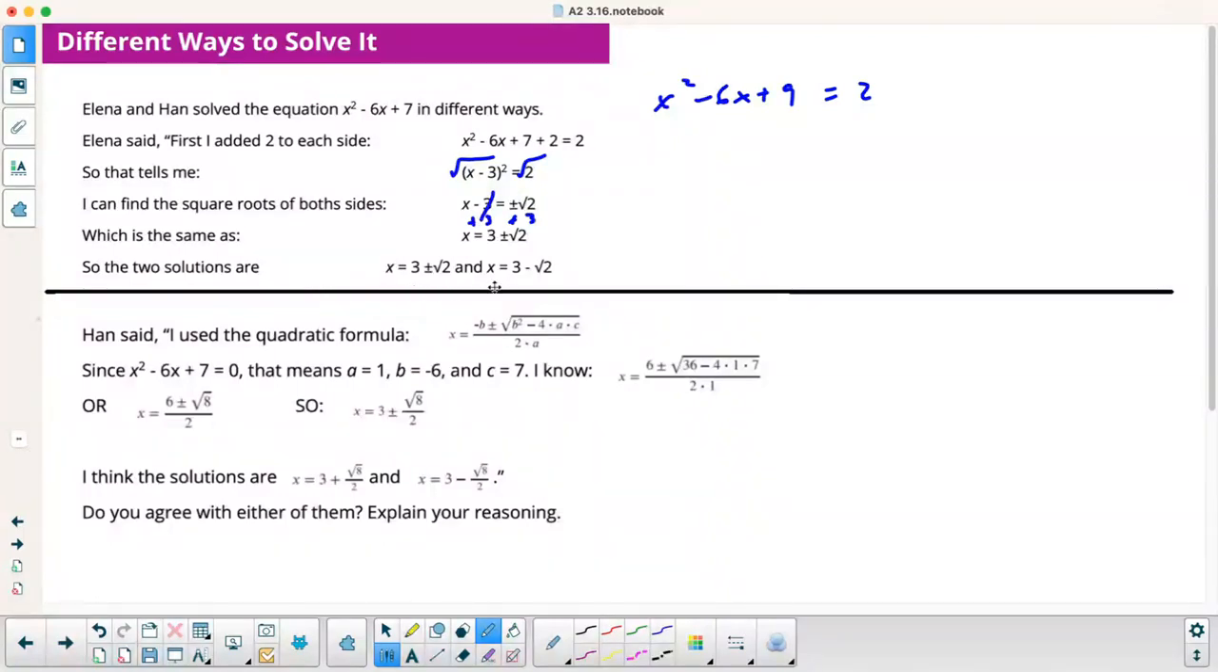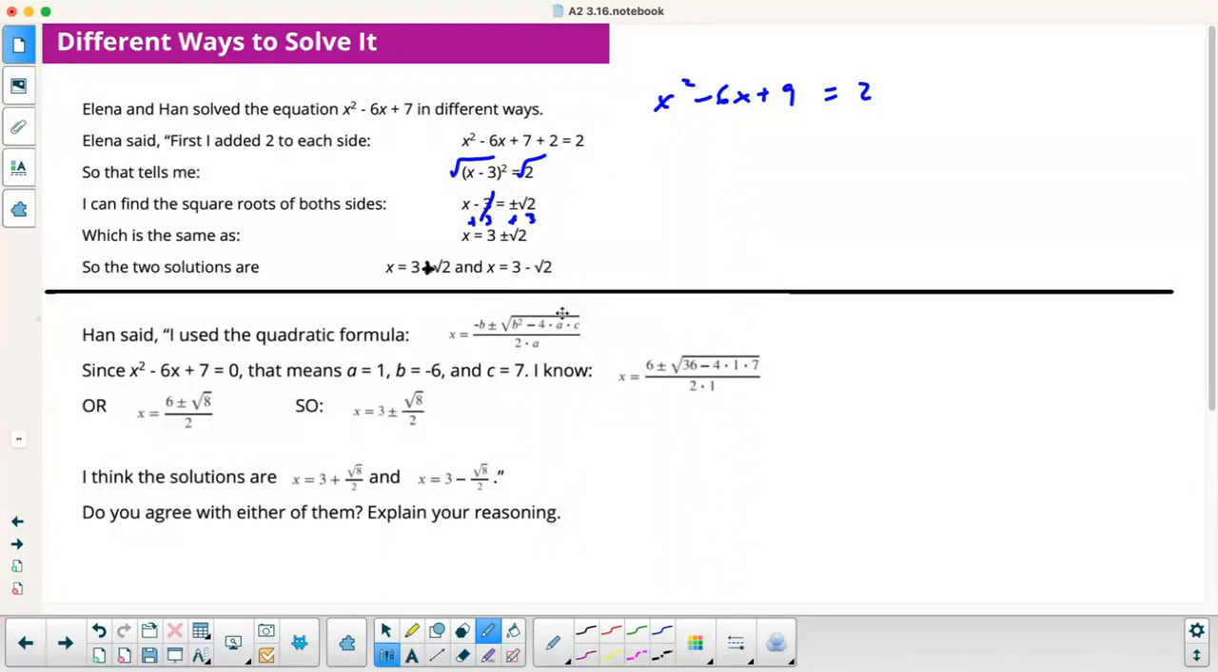I don't know why it says it like that. It should just be, a little typo here, this should just be a plus. So 3 plus the square root of 2, and then 3 minus the square root of 2.